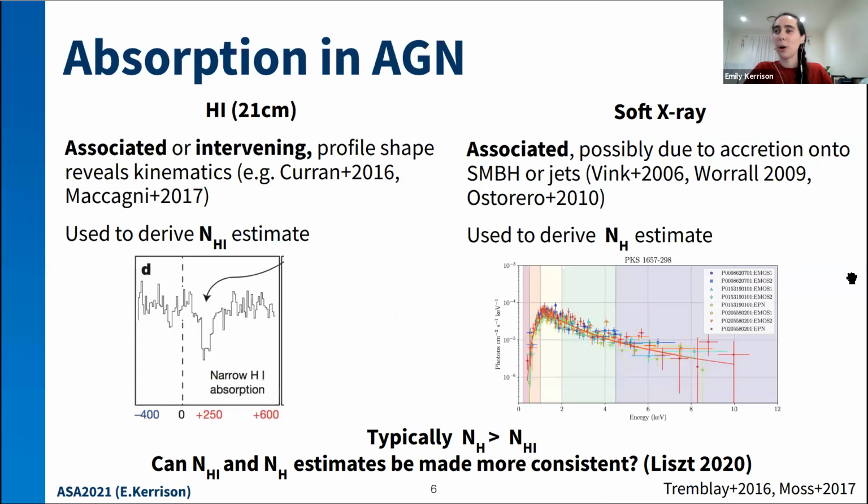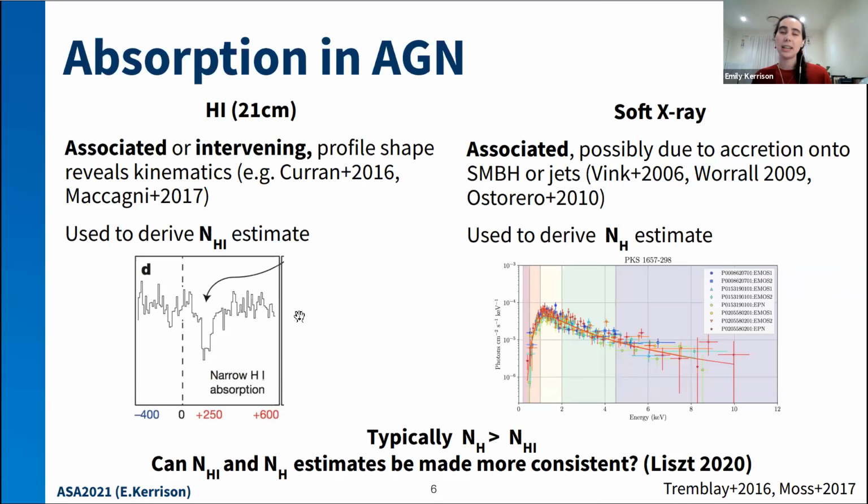As I said, I'm interested in both H1 and soft X-ray absorption. So H1 absorption in the radio is caused by an atomic transition in neutral hydrogen. And for this reason, we see this very well-defined, relatively narrow dip in the radio profile of absorbed objects. Now, this can be caused by either associated or intervening gas, but I'm more interested in the systems that are associated because that tells us a little bit more about the AGN that's being absorbed.